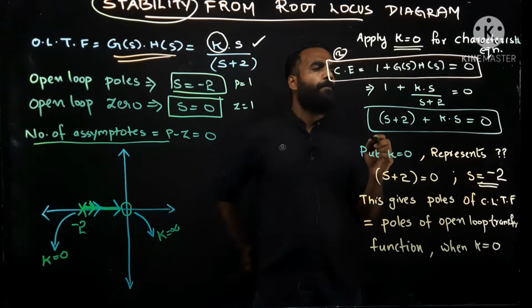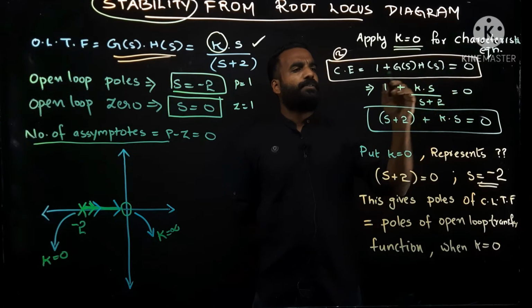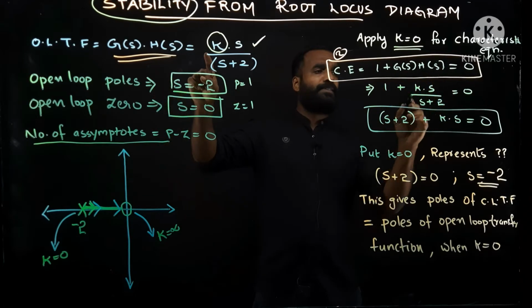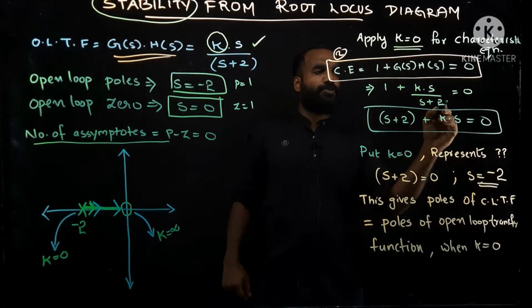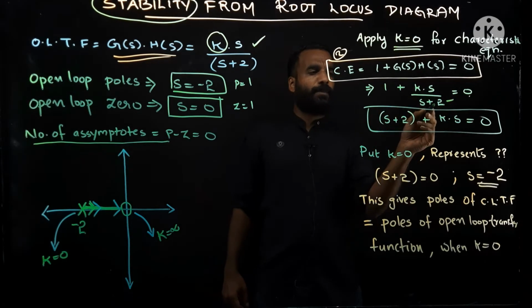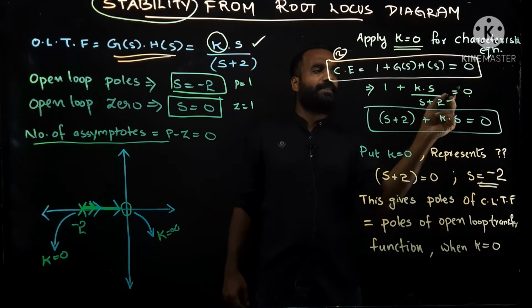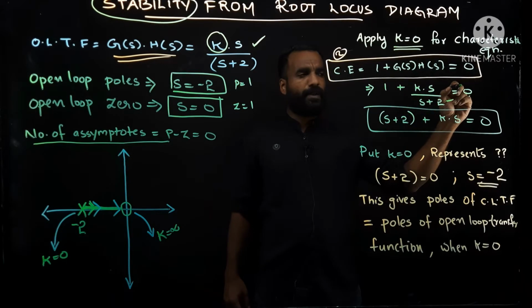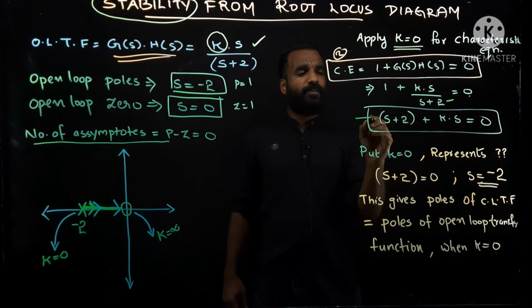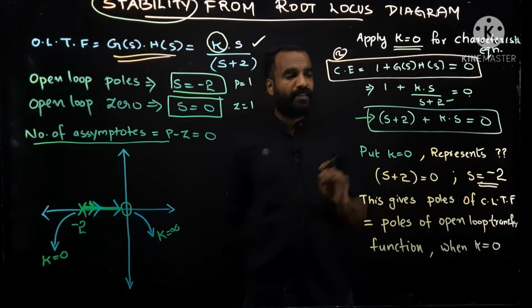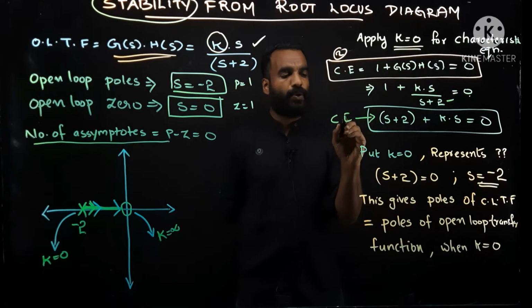Okay. Now, the characteristic equation is 1 plus G(s)H(s) is equal to 0. So 1 plus ks by (s plus 2) is equal to 0. So I am cross multiplying it. s plus 2 plus ks is equal to 0. The denominator s plus 2 is cross multiplied to the right side. Then finally it will become s plus 2 plus ks is equal to 0. This is the characteristic equation.